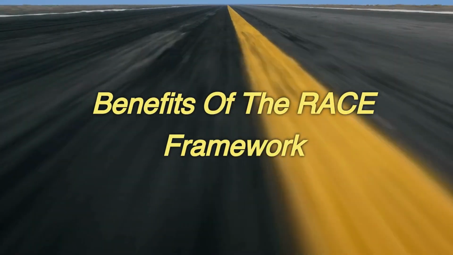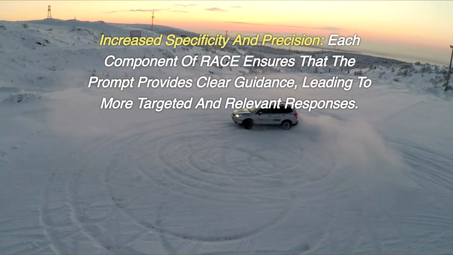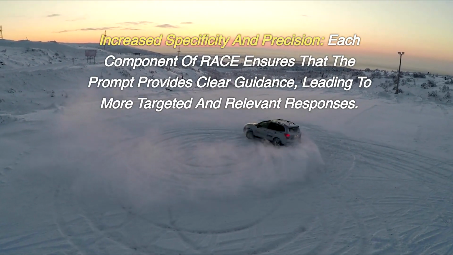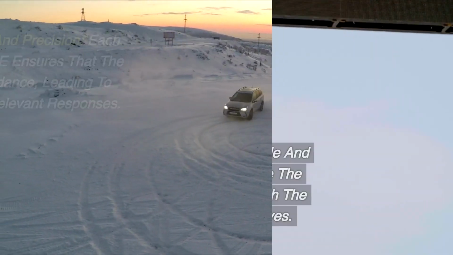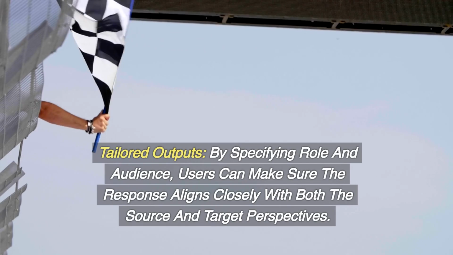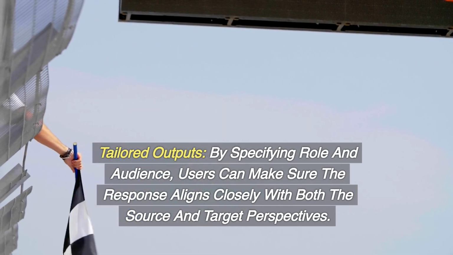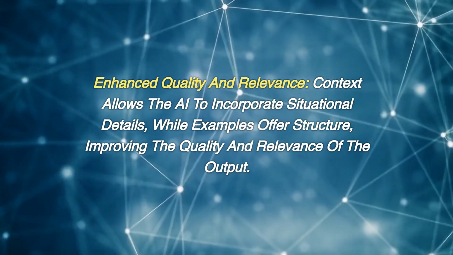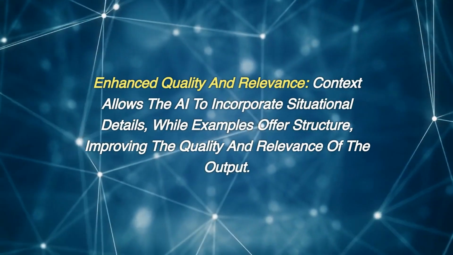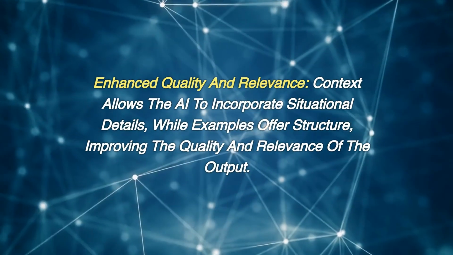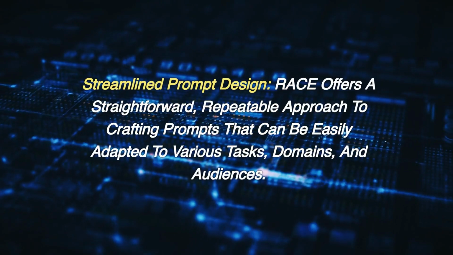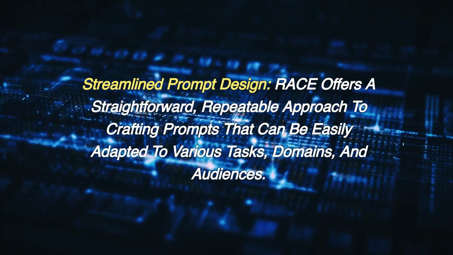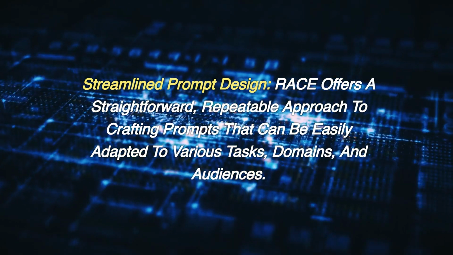Benefits of the RACE framework. Increased specificity and precision. Each component of RACE ensures that the prompt provides clear guidance, leading to more targeted and relevant responses. Tailored outputs. By specifying role and audience, users can make sure the response aligns closely with both the source and target perspectives. Enhanced quality and relevance. Context allows the AI to incorporate situational details, while examples offer structure, improving the quality and relevance of the output. Streamlined prompt design. RACE offers a straightforward, repeatable approach to crafting prompts that can be easily adapted to various tasks, domains, and audiences.